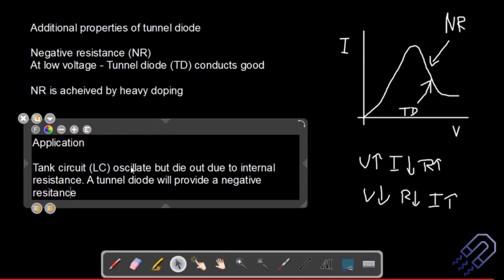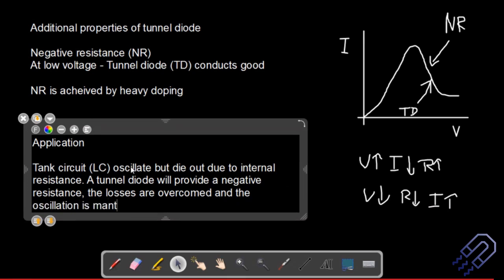So if we have a device in which the current dies off because of the resistance, and we apply something of opposite nature, that means we are applying a negative resistance, it will negate the losses. So if we provide a negative resistance, the losses are overcome, and the oscillation is maintained.